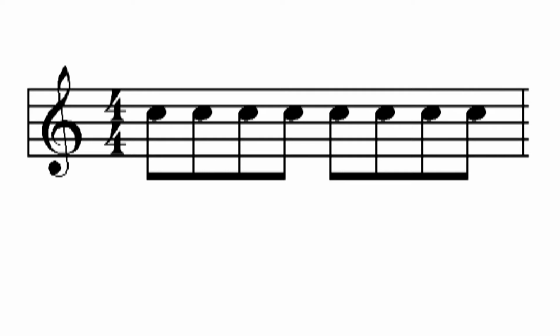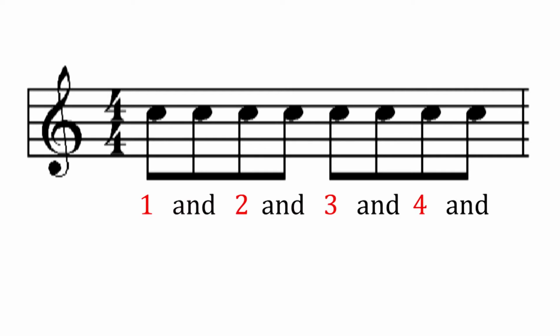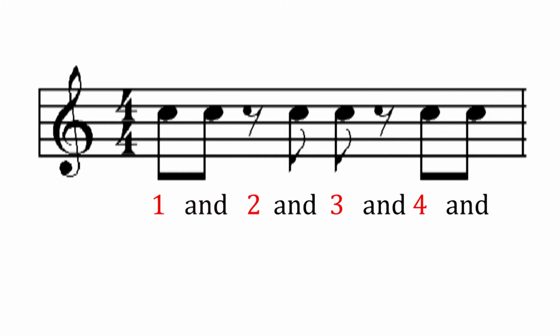The next example has quaver notes, and as you know, in 4/4 time, 2 quavers will make up 1 beat. So now we have to introduce the word "and". So we will count it as 1 and, 2 and, 3 and, 4 and, making sure that all of our countings are evenly spaced apart and in line with the metronome. 1 and, 2 and, 3 and, 4 and. Here is a different example.